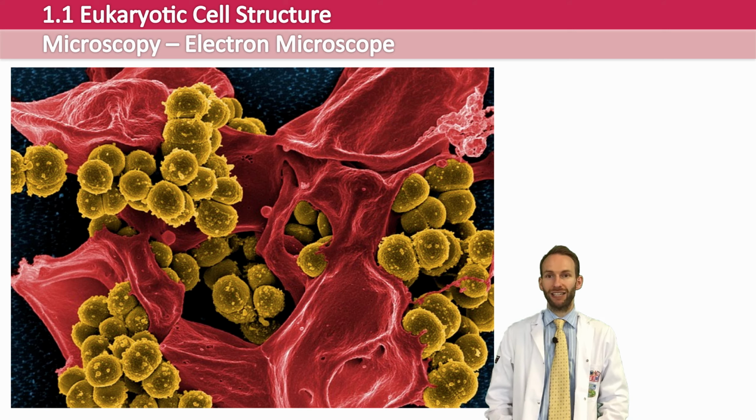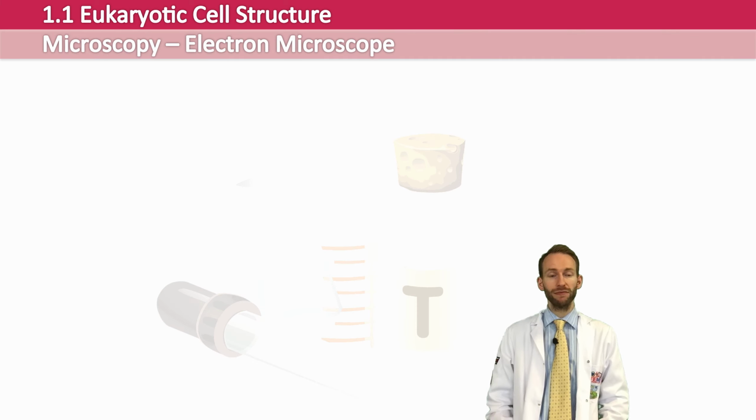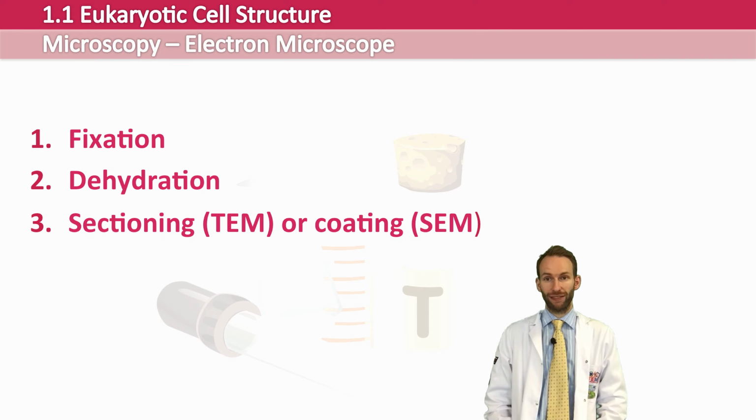Now, the colour is actually fake. The colour is added by a computer at the end. This microscope can only actually generate images that are black and white. Specimen preparation for electron microscopes is quite complicated. It involves three stages: fixation, dehydration, and then sectioning.